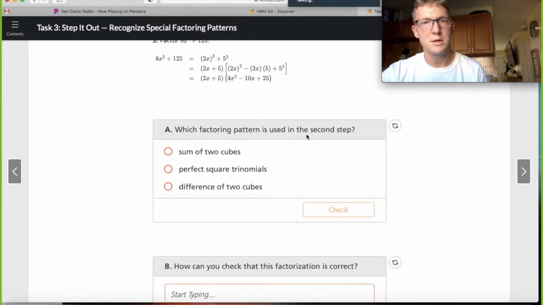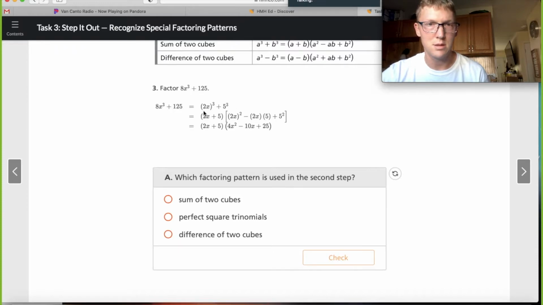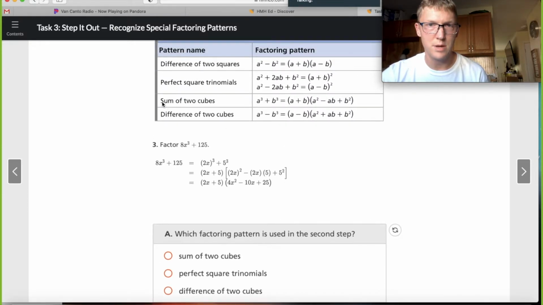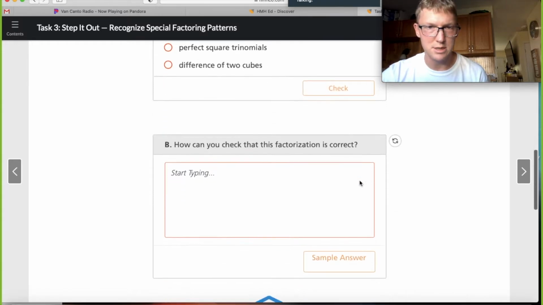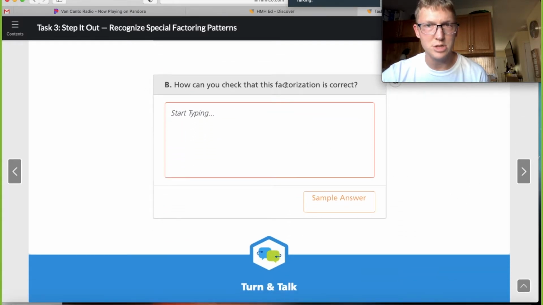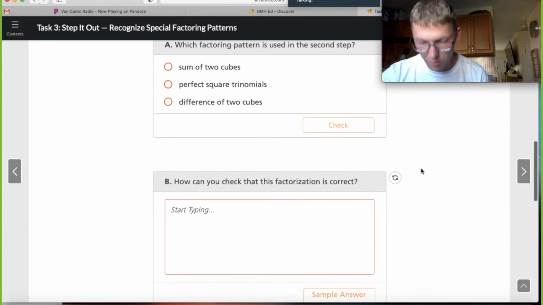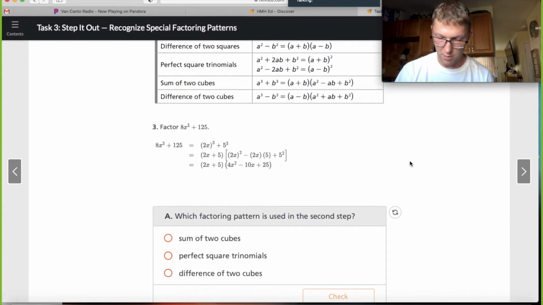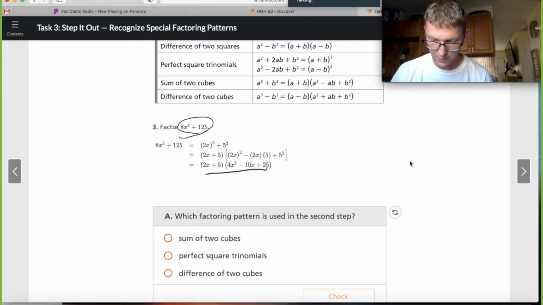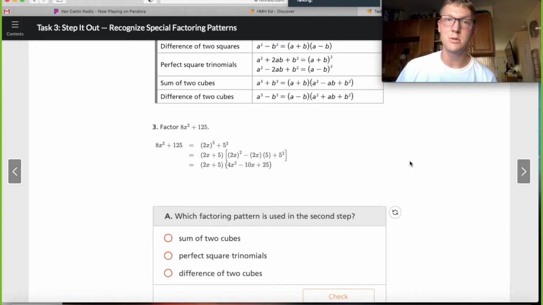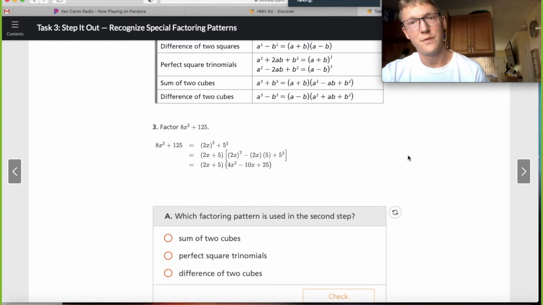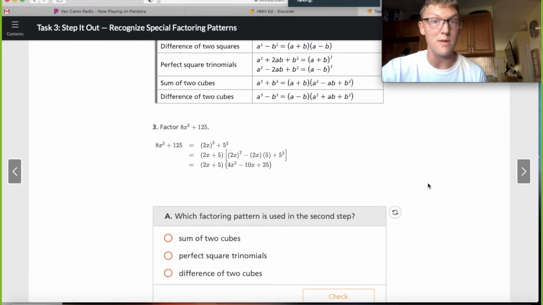So which factoring patterns did you use in the second step? That was this guy up here, sum of two cubes. We had talked about that already. And how can you check that this factorization is correct? You can always check your factorization by multiplying it out and making sure that you get your beginning. So no matter what factoring you use, you can always check your work by multiplying it out and making sure that you get what's at the beginning. It takes a little bit extra time, but I know I'm not confident about that sometimes, so I always like to check my work if I have time.